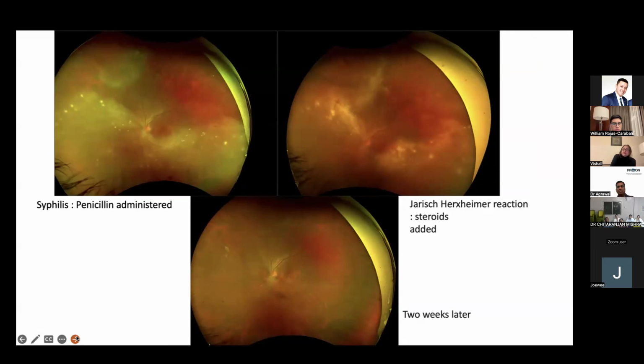Monitoring not only of Behçet's and TB, but lesions like syphilis. For example, this is a patient with syphilis, penicillin is administered, and we all know that we typically do not give steroids to every patient of syphilis, unlike TB. But then patients with syphilis too are known to have Jarisch-Herxheimer reaction, which this patient had. Then we added steroids, and this is how patient responded to steroids and benzathine penicillin. Monitoring overall gives you an idea what is happening.